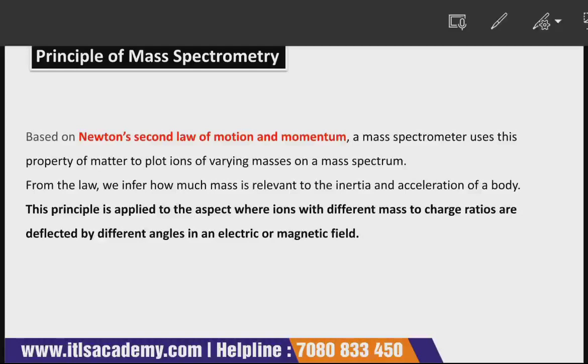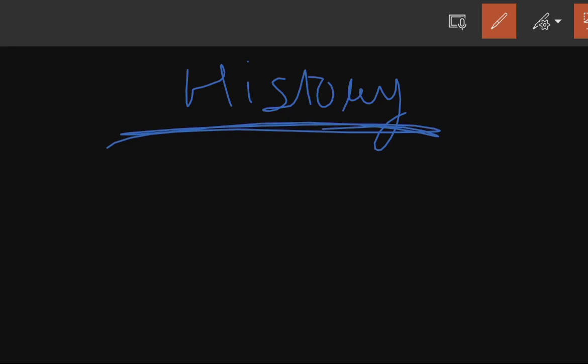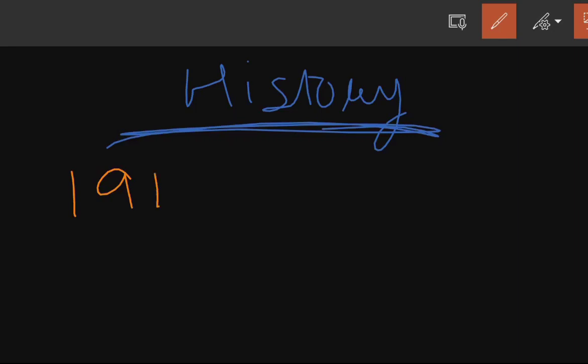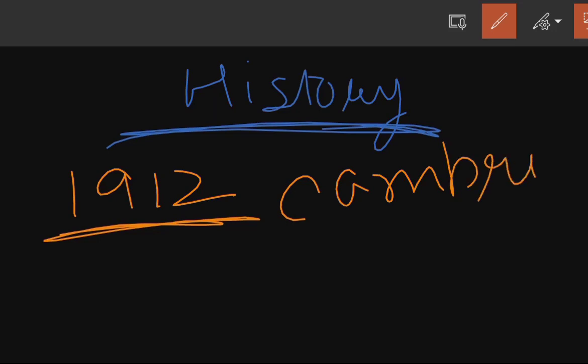Students, if we talk about the history of mass spectrometry, this is an important part: who was the scientist behind this? Mass spectrometry was first performed at Cambridge University in 1912. You can note it down somewhere: in 1912, this mass spectrometry was first performed at Cambridge University.